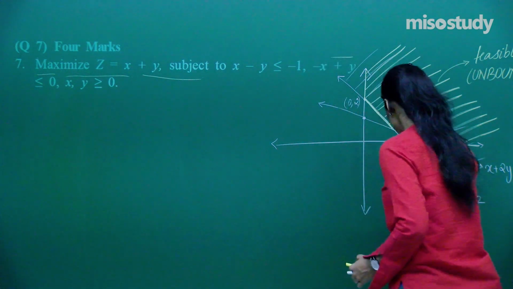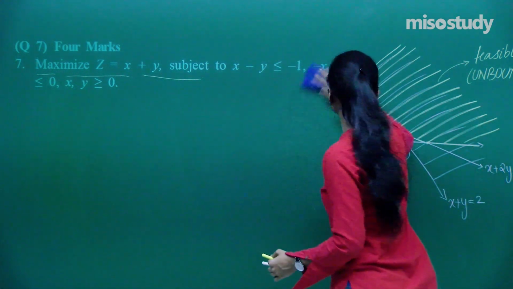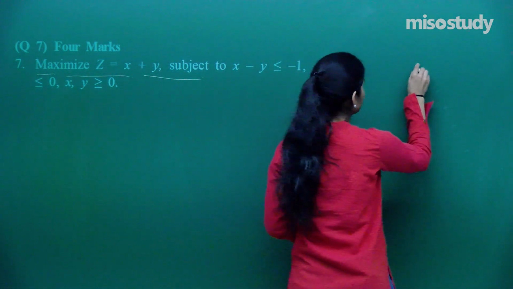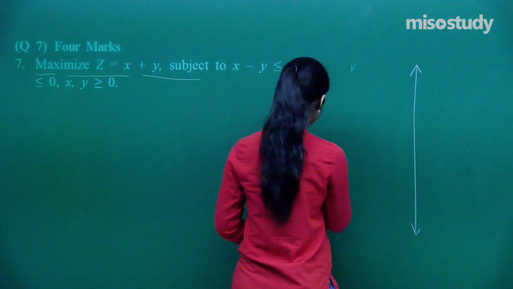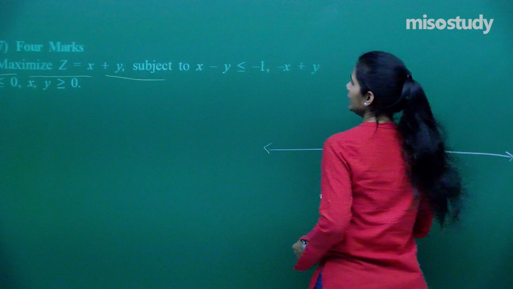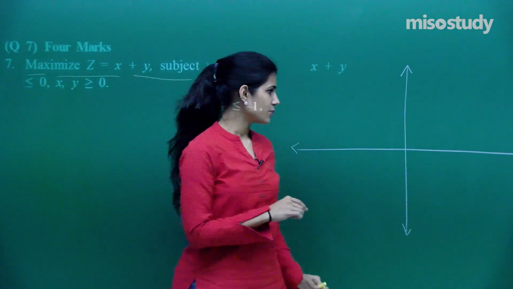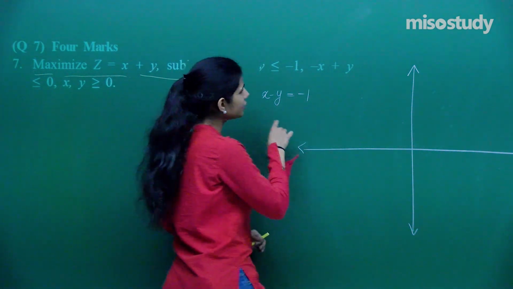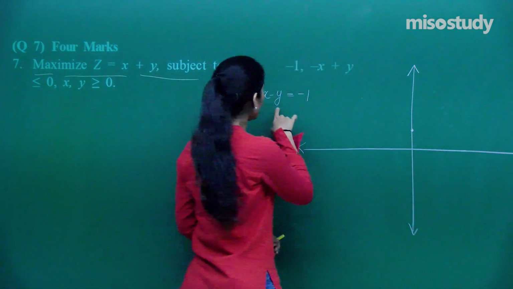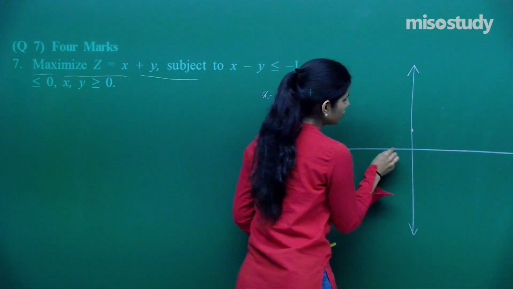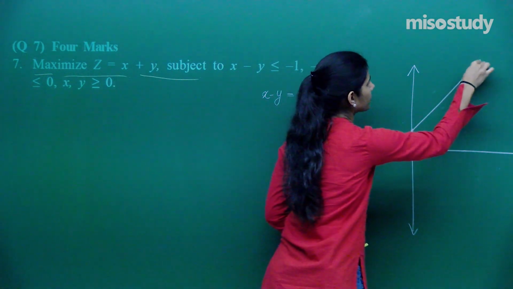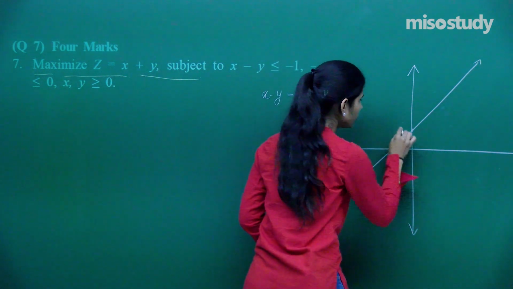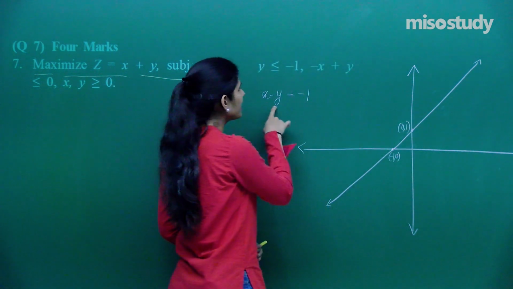Maximize subject to these constraints. So let's begin maximizing this problem. You have what? X plus y needs to be maximized. Okay. X minus y less than or equal to minus 1. X minus y equal to minus 1 when you consider, when you put x equals 0, y is 1. And when you put y equals 0, x is minus 1. When you join them, you get this, right? This is (minus 1, 0), this is (0, 1). This is x minus y equal to minus 1.